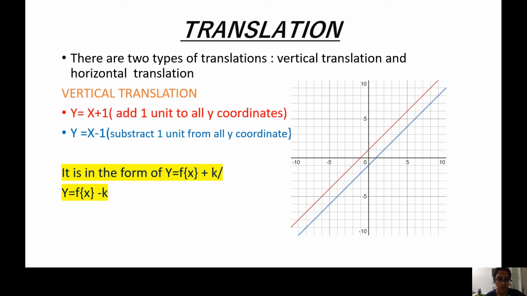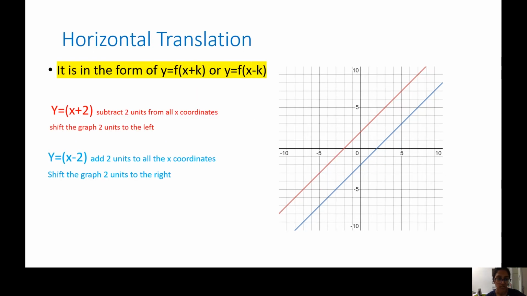So it has to be in the form of y equals f(x) plus k or y equals f(x) minus k. This is for vertical translation. Horizontal translation is in the form of y equals f(x plus k) in the bracket, or y equals f(x minus k) in the bracket.